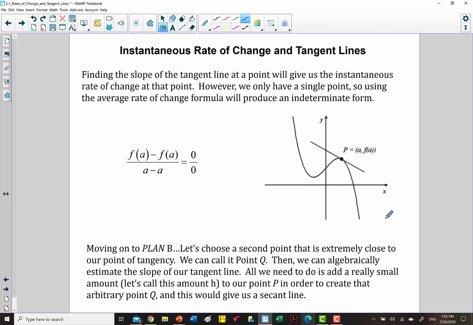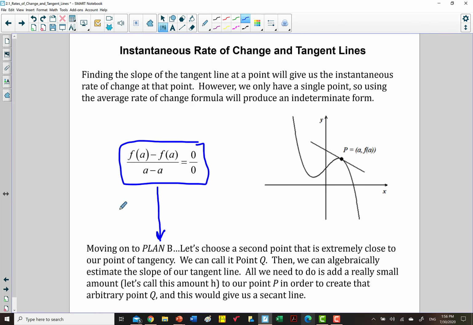The instantaneous rate of change, that's a little bit different. So if we wanted to find the slope of the tangent line using that slope formula, it's going to cause division by 0, and it's going to leave us with 0 over 0 because the change in y would be 0. The change in x would be 0. We call this indeterminate form. Not allowed to do that. So we need plan B.